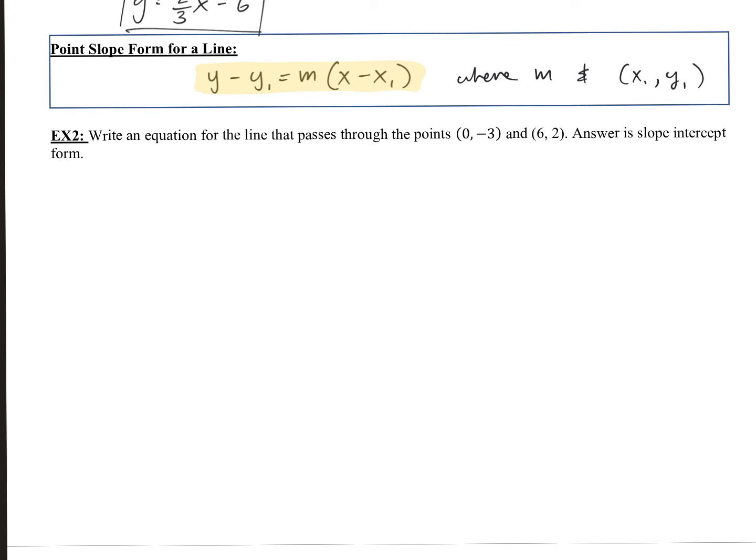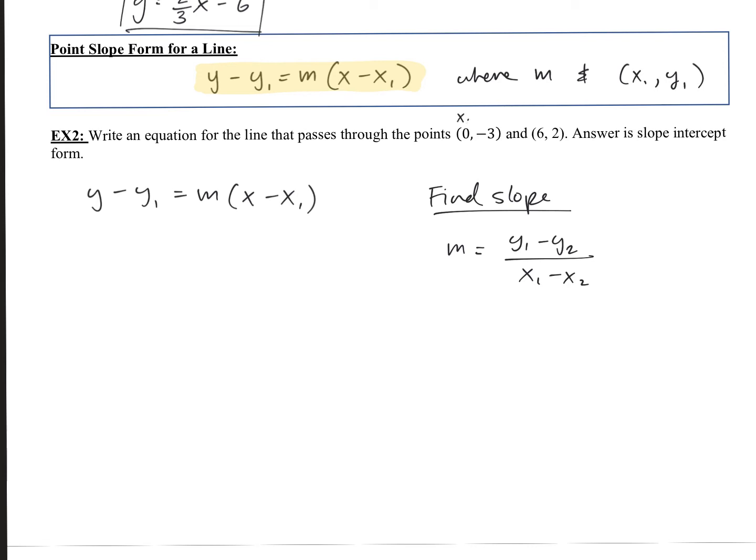Alright, so we're going to write down the equation we want to use, which is going to be point-slope form. Once again, why did I pick that? Because my given information can fill this out better. So let's go ahead and find the slope. So m is going to equal y1 minus y2 all over x1 minus x2. x1, y1, x2, y2. So that's going to equal negative 3 minus 2 divided by 0 minus 6.